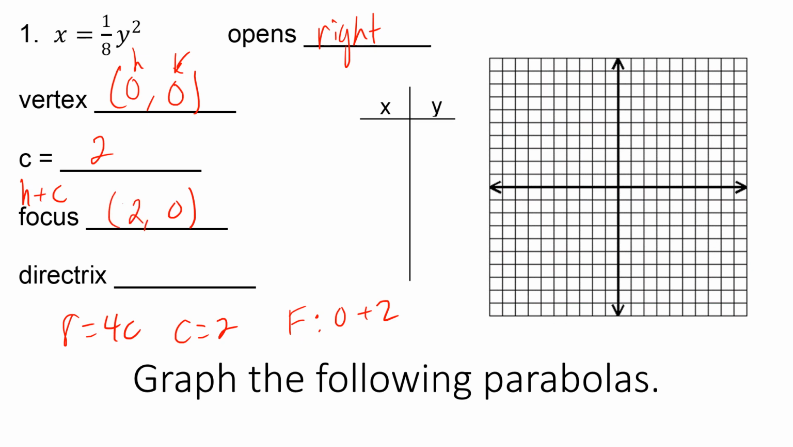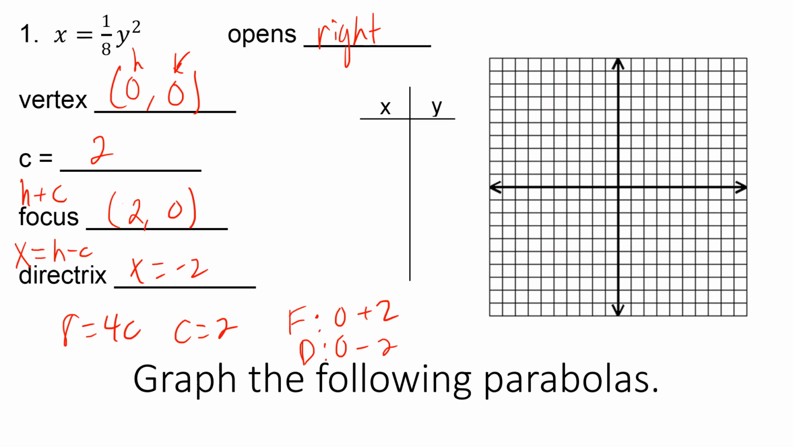Our directrix is on the outside, and we are subtracting, and it's going to be a vertical line, so it has to be x equals, and it's going to be x equals h minus c. So for our directrix, our h is 0 minus 2, which puts us at x equals negative 2.